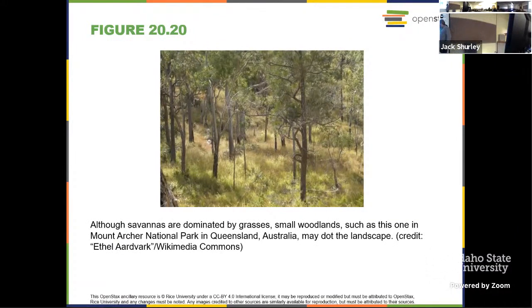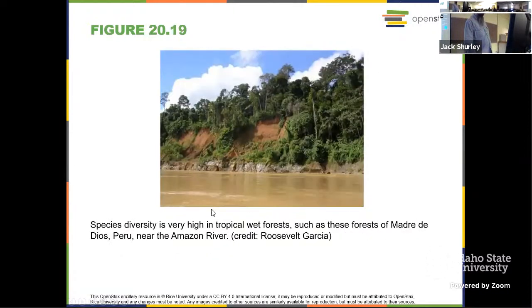So savannas, dominated by grasses, small woodlands, kind of depends. This sort of savanna-like, I would suppose, all right, lots of grasses. And it also depends on where we are at.